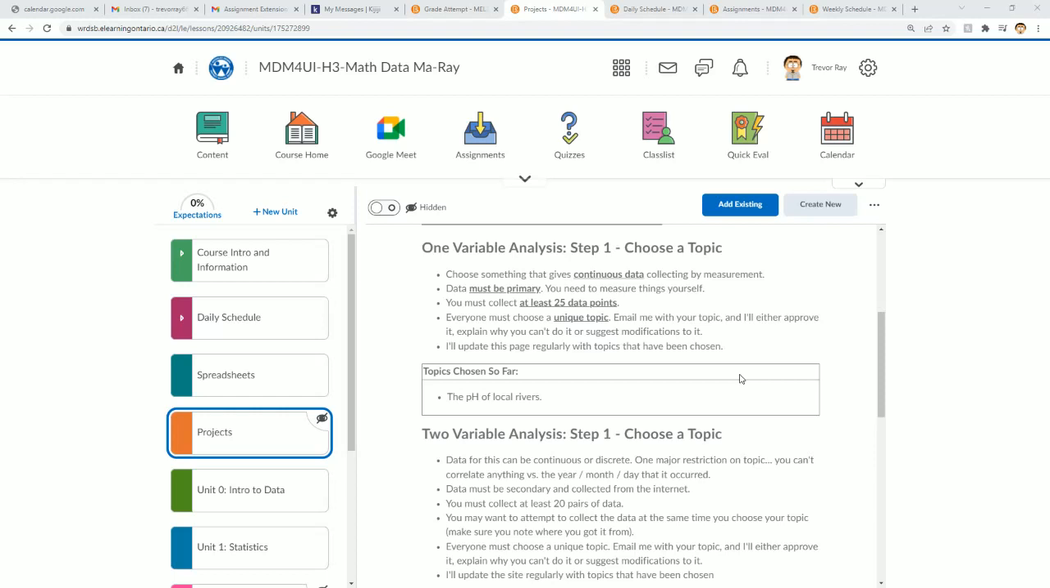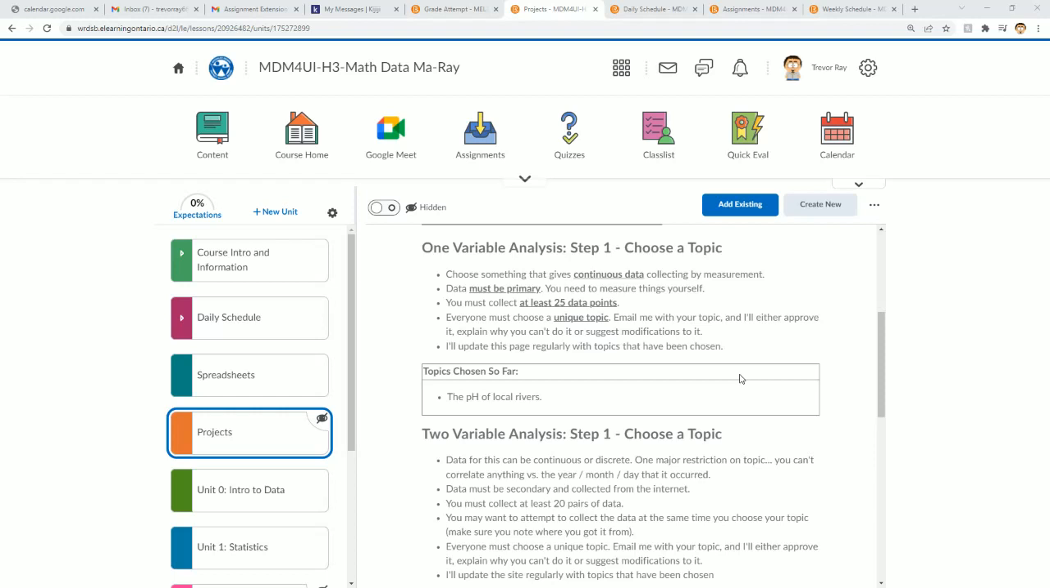Everyone must have a unique topic. So what I want you to do is think about what topic you want to do. Email your topic to me. And then at that point, I'll either give you the thumbs up and say, yep, go ahead, keep going. That sounds fantastic. Or I might suggest a modification if there's something about it that I think is a little fishy or may cause you a hard time. Or I might say no, and usually it's because it doesn't meet one of the criteria above.